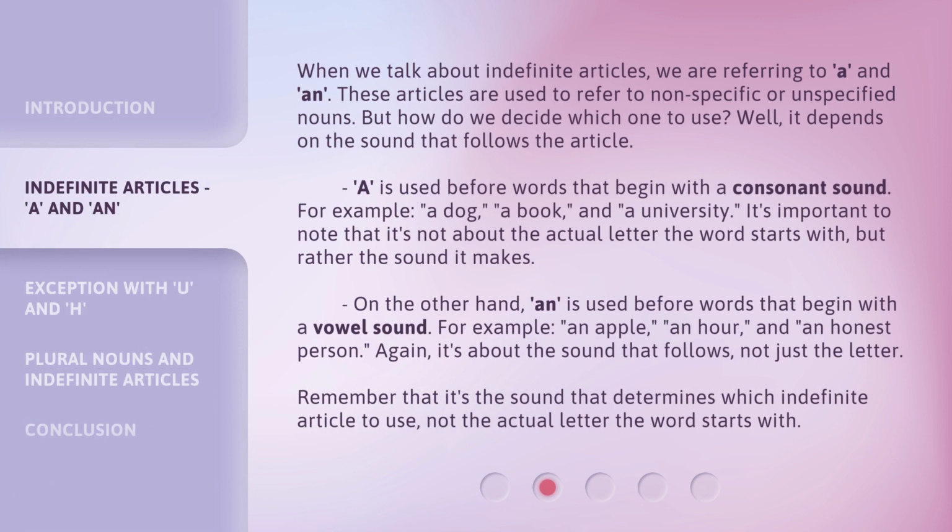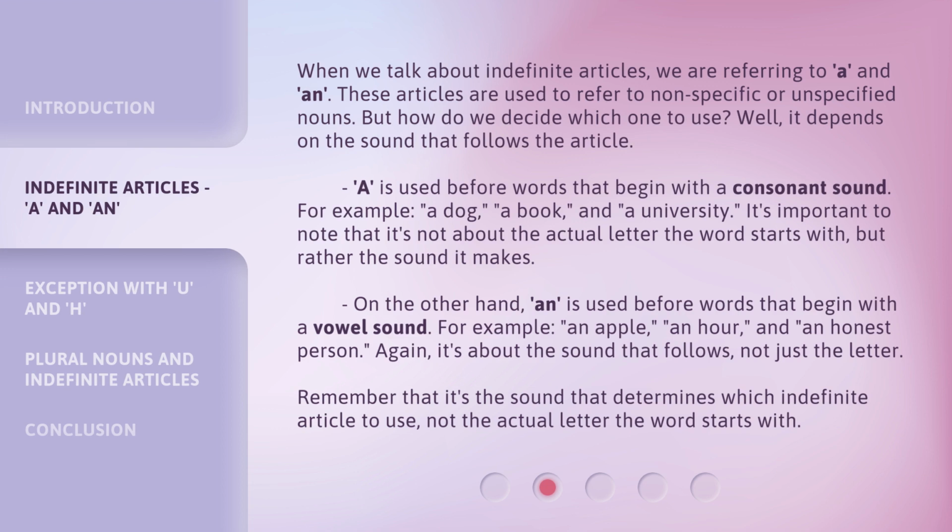When we talk about indefinite articles, we are referring to a and an. These articles are used to refer to non-specific or unspecified nouns. But how do we decide which one to use? Well, it depends on the sound that follows the article. A is used before words that begin with a consonant sound. For example, a dog, a book, and a university.